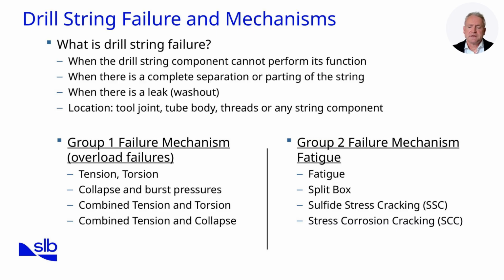Each mechanism leaves characteristic signs that can be identified during inspection, such as beach marks in fatigue failures or necking in overload breaks. By understanding failure mechanisms, engineers can design more robust strings, apply proper handling procedures, and implement inspection regimes that significantly reduce the risk of costly downtime and fishing operations.